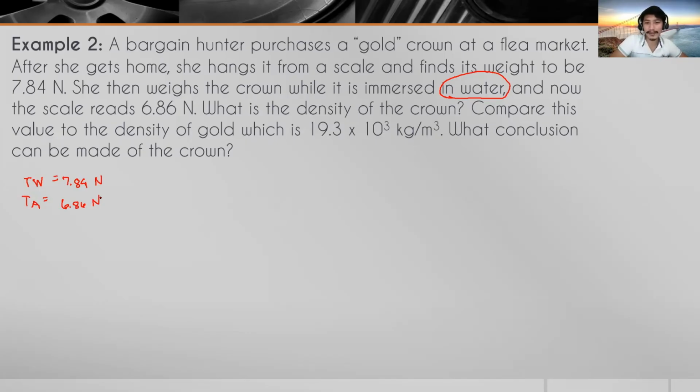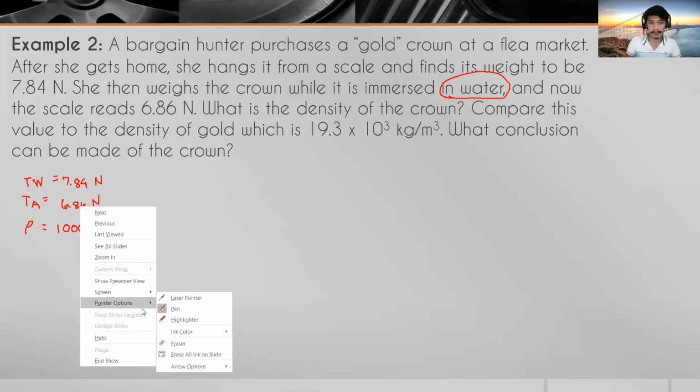And now the scale reads 6.86 Newton. What is the density of the crown? So again, this is immersed in water. So the density that we need is the density of water. It was not given here, but we have a table for the density of water. And we always know that the density of water is 1,000 kilogram per cubic meter, that's standard. So we use 3 significant figures.